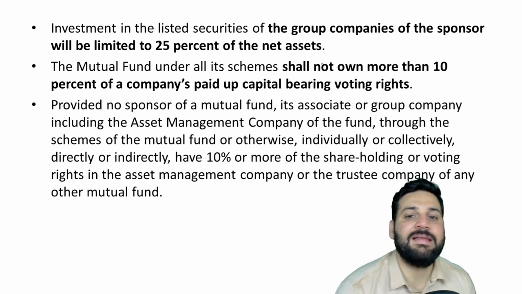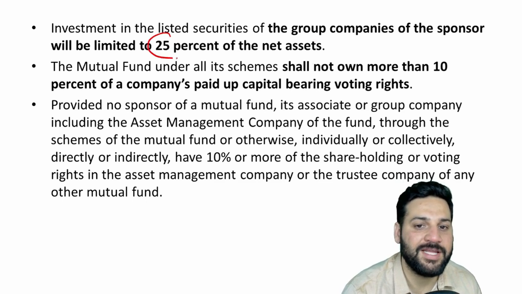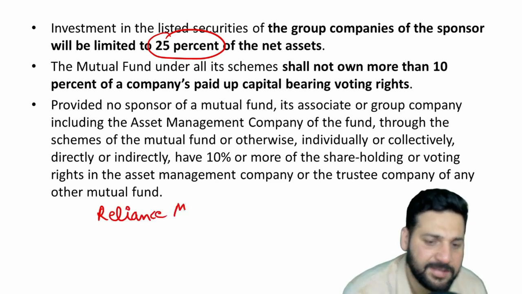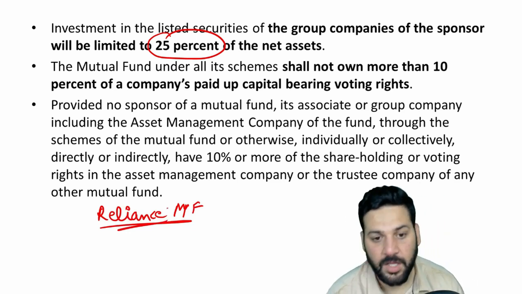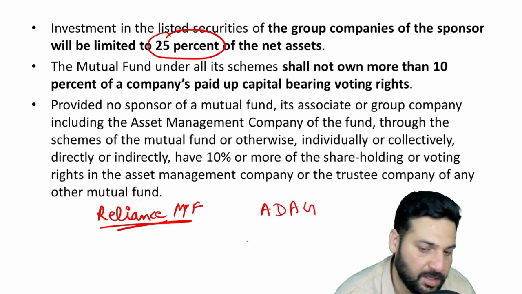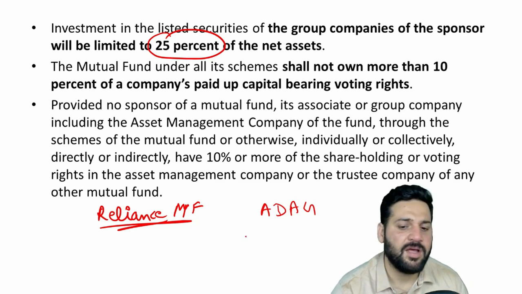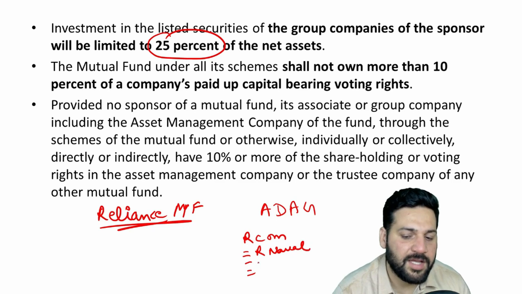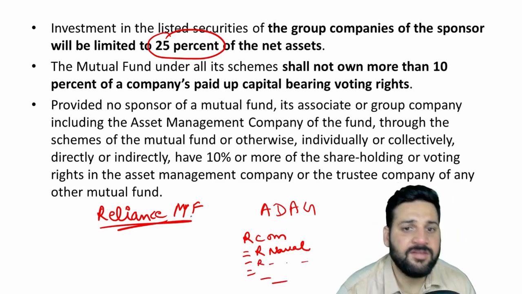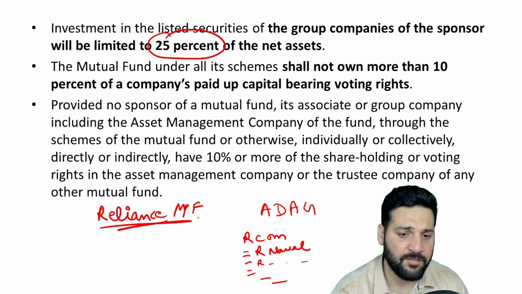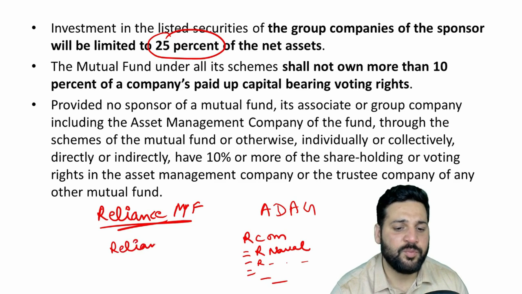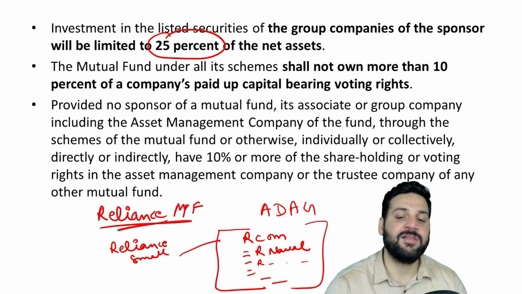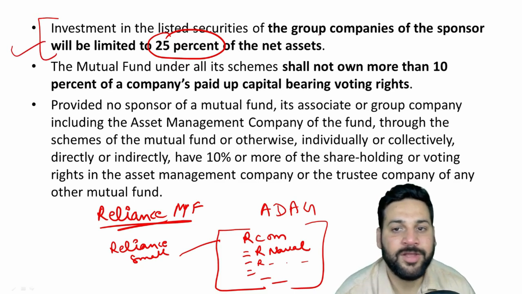Investment in the listed securities of the group of companies of the sponsor is limited to 25%. So let's take an example of Reliance Mutual Fund. This is a very classic example. So ADAG, the Anil Dhirubhai Ambani group companies, let's say RCOM or whatever, Reliance Naval, Reliance Engineering and whatever, okay. From any scheme, let's say Reliance Small Cap cannot invest more than 25% in aggregate of all the companies of the Anil Dhirubhai Ambani Group. So 25% is a limit on the group companies of the sponsor.